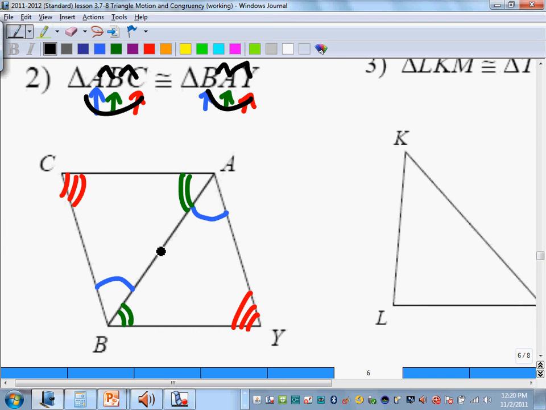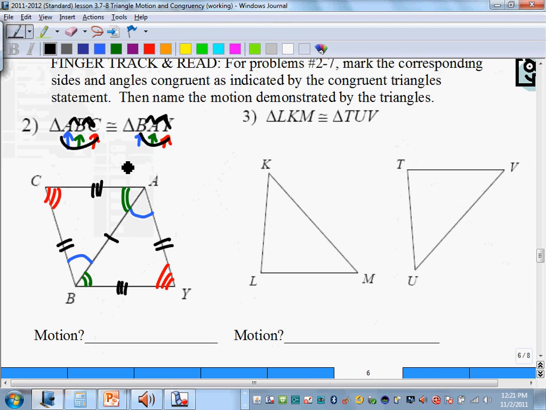It says AB to BA. That's the reflexive one in the middle. BC to AY, so that's the double hatch. Parallelogram. And then A all the way to C, and then B all the way to Y. Now look very carefully between the left and the right triangle. Determine what the motion is going on there. I'll let you figure out the motion.